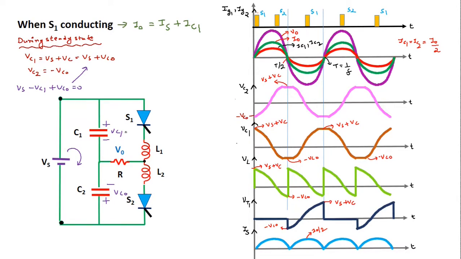Now here, since this S1 SCR is not in the conducting position, the load current will not flow in this load, so the load current will be equal to 0, and we know that load voltage is equal to load current into load resistor. So this load voltage will also be equal to 0 when the load current is equal to 0. That means prior to this S1 SCR conducting, the load voltage will be equal to 0.